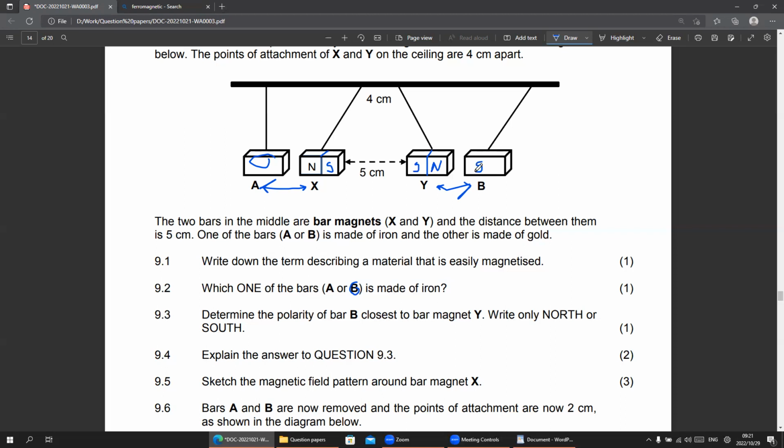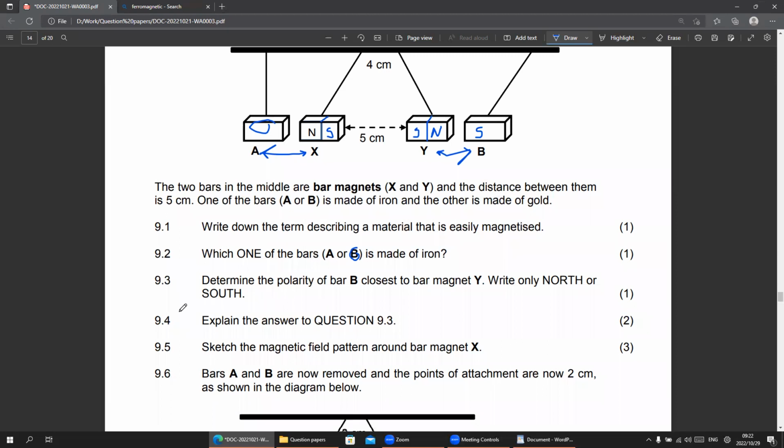So when they say determine the polarity of the bar B closest to the bar magnet Y, it has to be south because it's being attracted to the north pole. And as we established above, B is being attracted to Y. As you can see, they're coming closer. So do you understand that? I don't know if it makes sense.